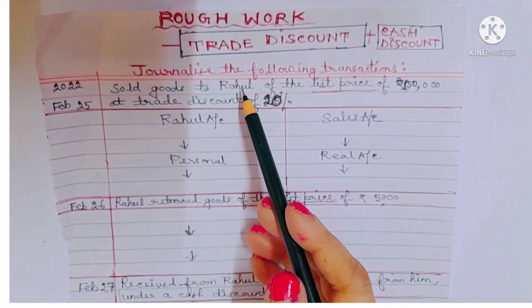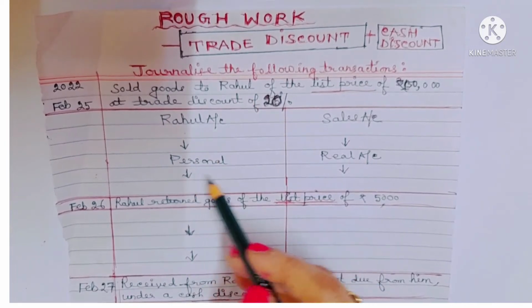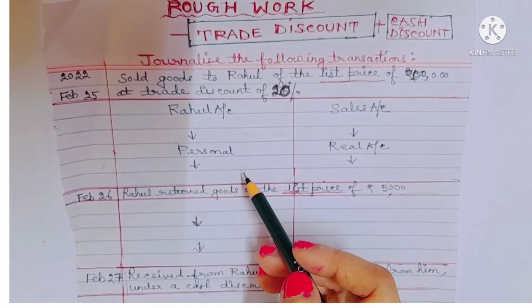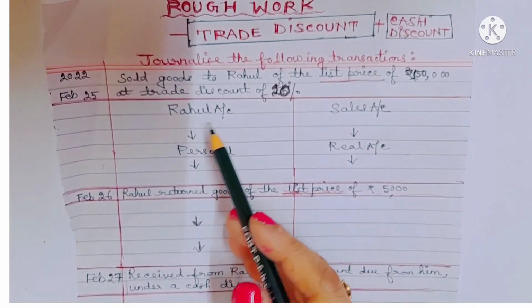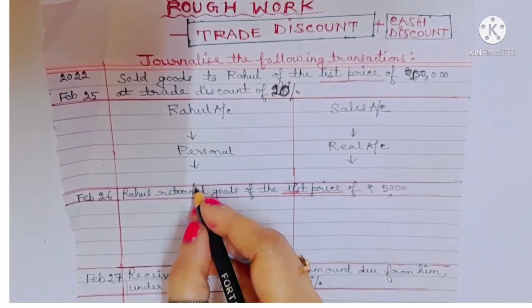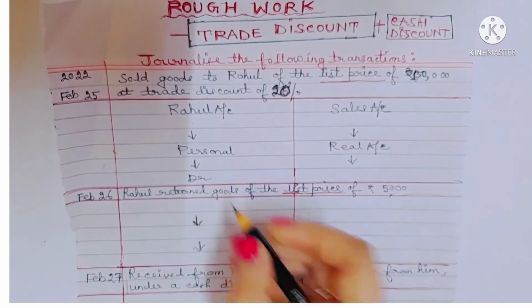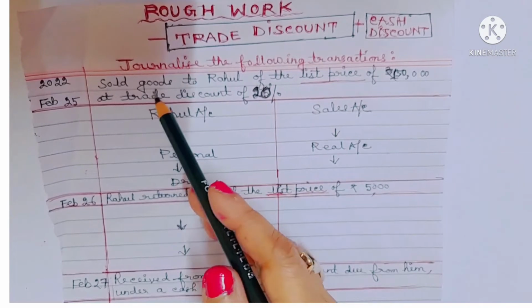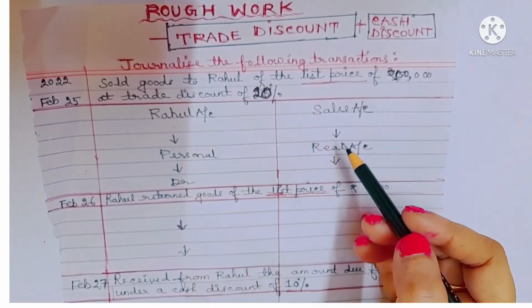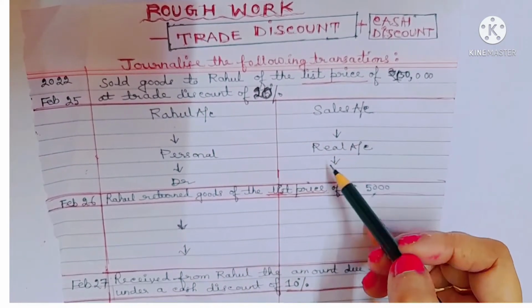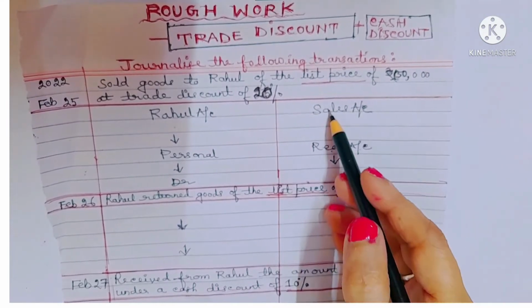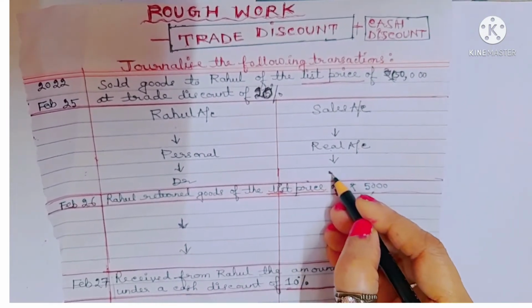Okay, sold goods to Rahul. According to personal account, debit the receiver of benefit. So Rahul is receiving goods, so Rahul account should be debited. According to real account, goods are going out, and what goes out is credit. So sales account should be credited.